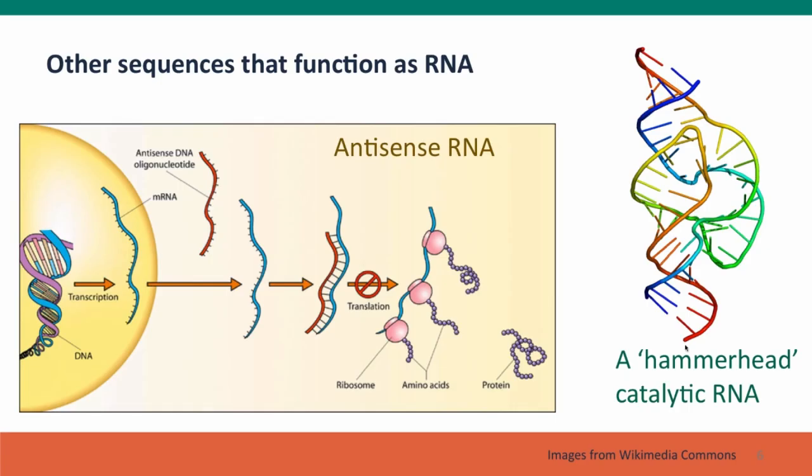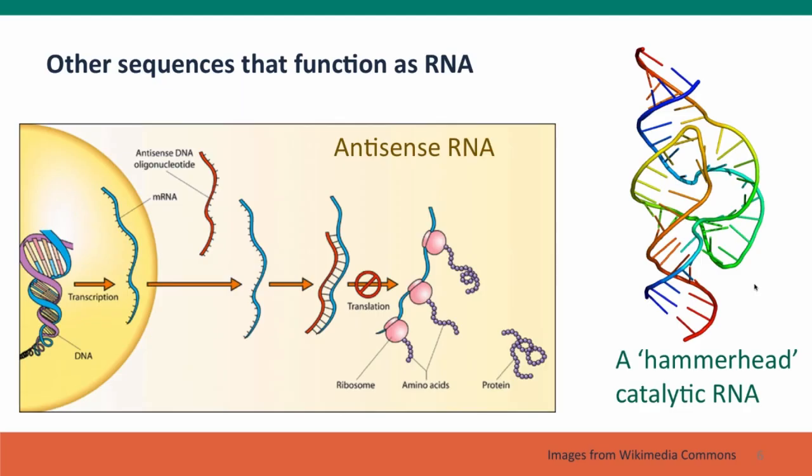This is an example of a very much simpler RNA folded into a structure called a hammerhead structure. It's a catalytic RNA, and it's held together by base pairing. For example, these bases pair with each other to create the secondary structure that gives it its catalytic function.